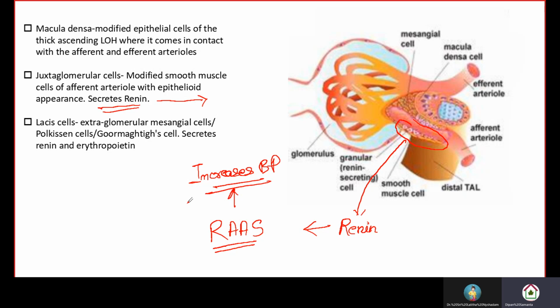And we have another type of cell called Lacis cells or mesangial cells. This is the Lacis cell. So this is macula densa, this is Lacis, and these are renin secreting granular cells.